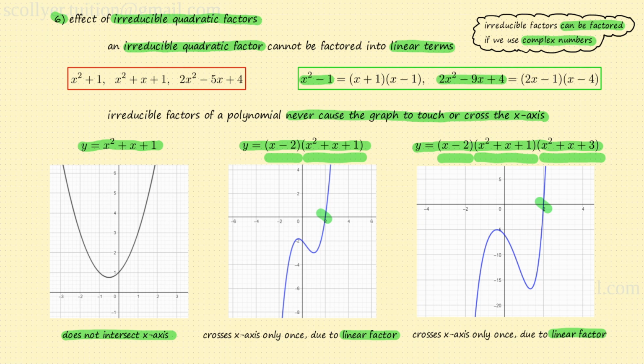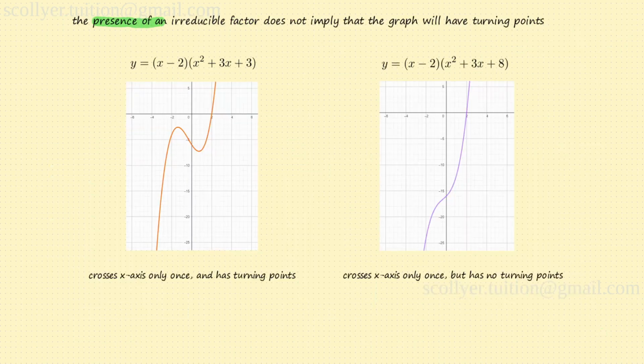Now, you may have noticed that both of the graphs on the right have turning points, and you may wonder if those turning points are due to the presence of the irreducible factors. The answer to that question is no. The presence of an irreducible factor does not imply that the graph will have turning points.